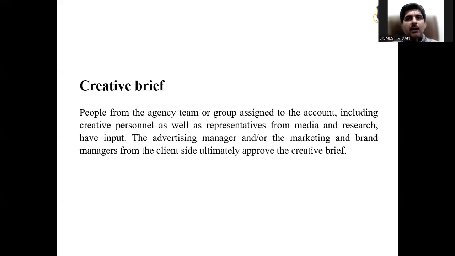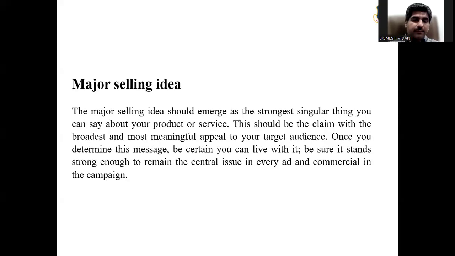Creative brief. People from the agency team or group assigned to the account, including creative personnel as well as representatives from media and research, have input. The advertising manager and/or the marketing and brand managers from the client side ultimately approve the creative brief.